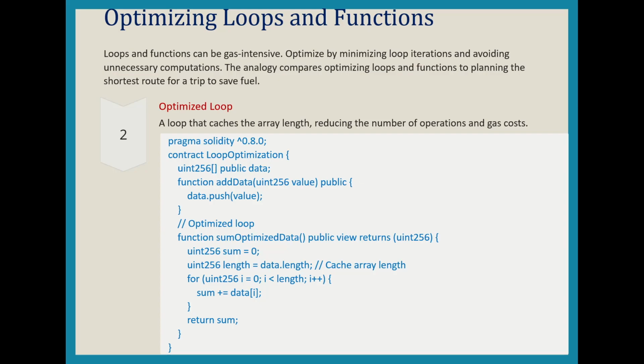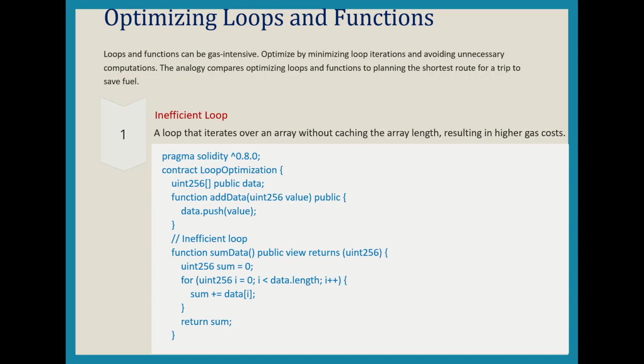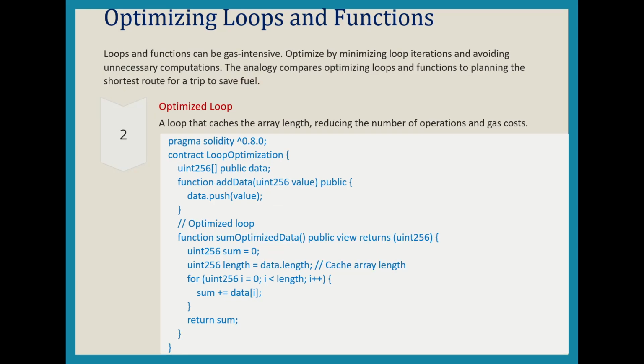So what's the difference between the two, right? In the first contract, we have an inefficient loop: the data.length property is accessed during each iteration of the loop. This results in an unnecessary gas cost for each iteration because reading the length of an array in Solidity is a storage read operation, which is relatively quite expensive. In the second contract, the length of the data array is cached in a local variable length before the loop starts itself. This avoids repeated access to data.length during each iteration, reducing the number of storage reads. This approach is much more gas efficient, especially for large arrays.